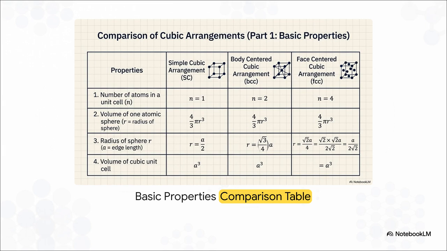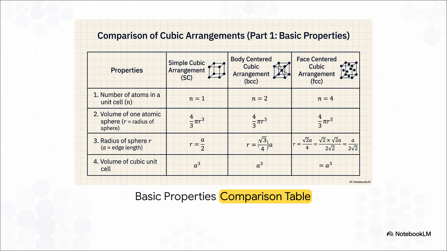Row 2. Volume of one atomic sphere, where R equals radius of sphere. For all three, SC, BCC, and FCC, it is 4/3 pi r cubed. Row 3. Radius of sphere, R, where A equals edge length. For SC, R equals A divided by 2. For BCC, R equals √3 divided by 4 times A. For FCC, R equals √2 times A divided by 4, which simplifies to √2 times √2 times A divided by 2√2, which equals A divided by 2√2.